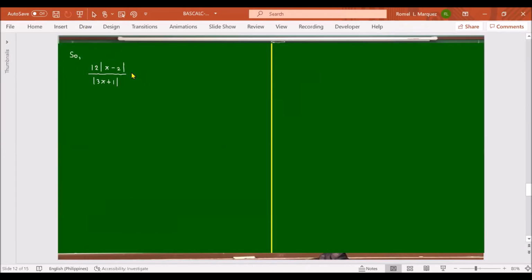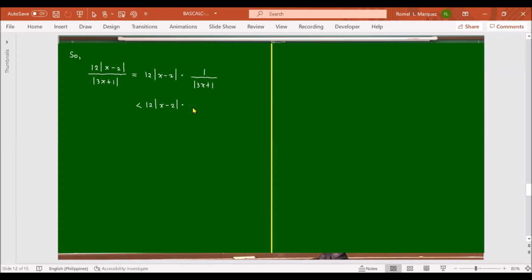So this is equal to what? Which is exactly the left side of the conclusion. Is 12 times what? 12 times abs of x minus 2. And this is times 1 over abs of 3x plus 1. Okay? And this is less than 12 times abs of x minus 2 times what? Times 1.